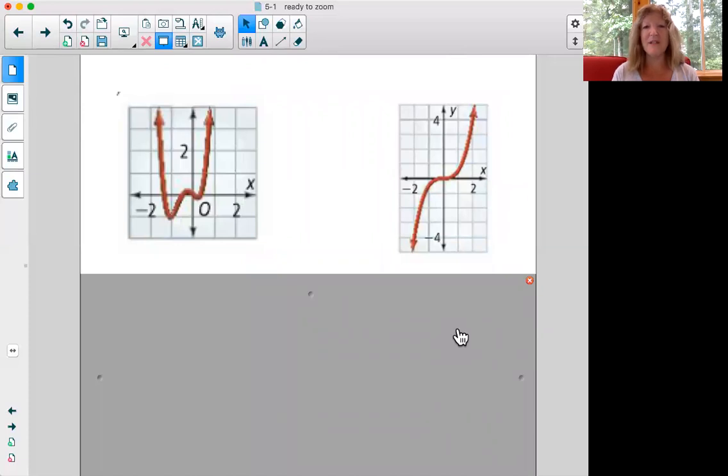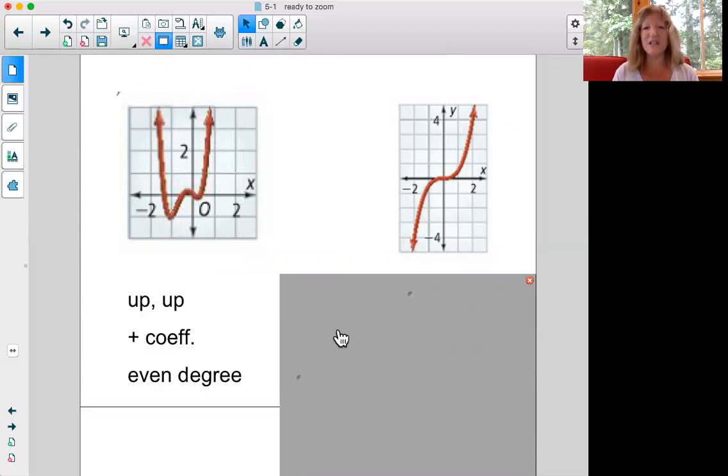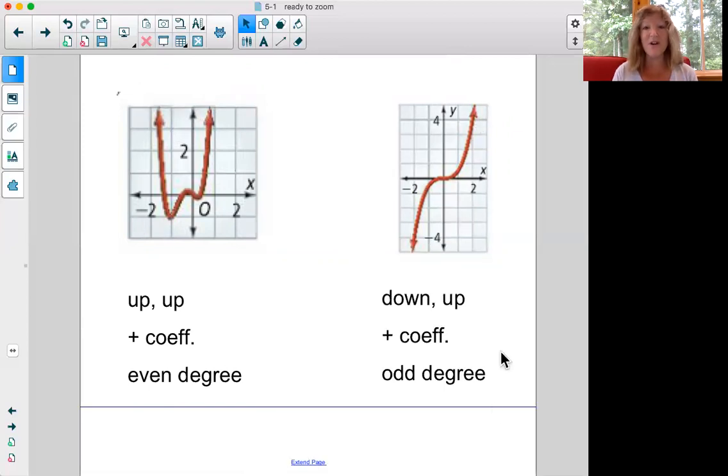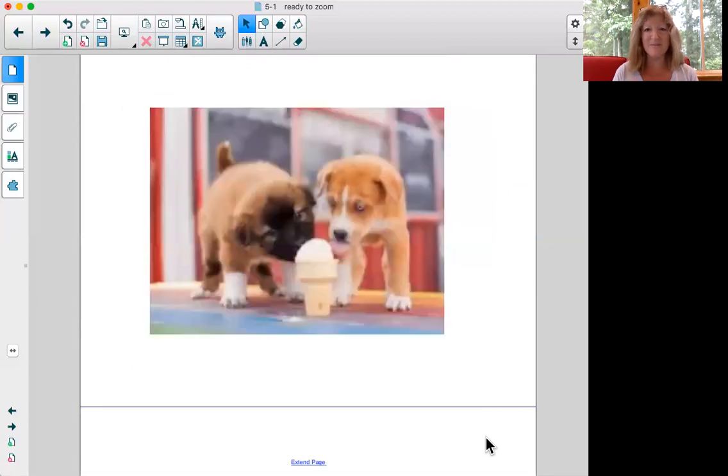Pause, describe the leading term of the polynomial, what it has to be like in order to generate the end behavior you see. Up, up, ends are even with each other, even degree, and they go up, positive. Positive coefficient, even degree on that leading term of the polynomial that generated this graph. How about this one? Down, up, ends on a positive note, positive coefficient, but the ends are at odds with each other, odd degree on the leading term.